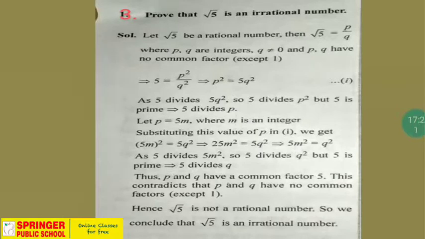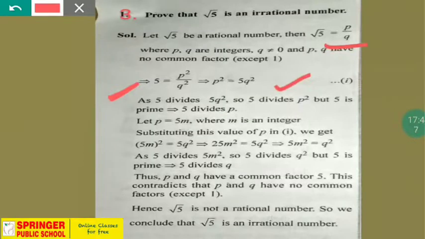Let us assume that root 5 is a rational number. If it is a rational number, then it will be in the form P upon Q. So root 5 is equal to P upon Q. Square on both the sides, and root 5 becomes 5 and it becomes P square by Q square. If you cross multiply, P square becomes equal to 5Q square.